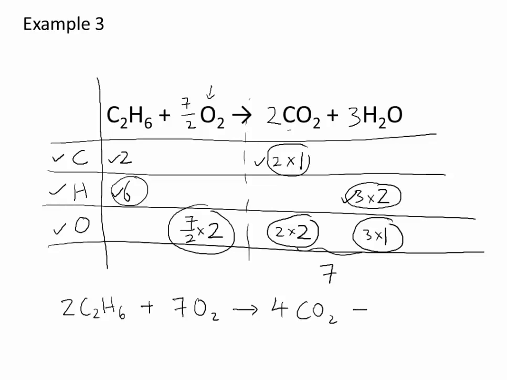4CO2 plus 2 times 3, 6H2O. Now you check again. The number of hydrogen on both sides, 2 times 6, 12. 6 times 2 on water side is 12. Number of carbon, 2 times 2 carbon on the left hand side is 4. 4 times 1 on the right hand side is also 4, correct. Now left with oxygen. On the left hand side, 7 times 2 is 14. Right hand side, 4 times 2 is 8. 8 plus 6 times 1 is 14. So this is a balanced chemical equation.